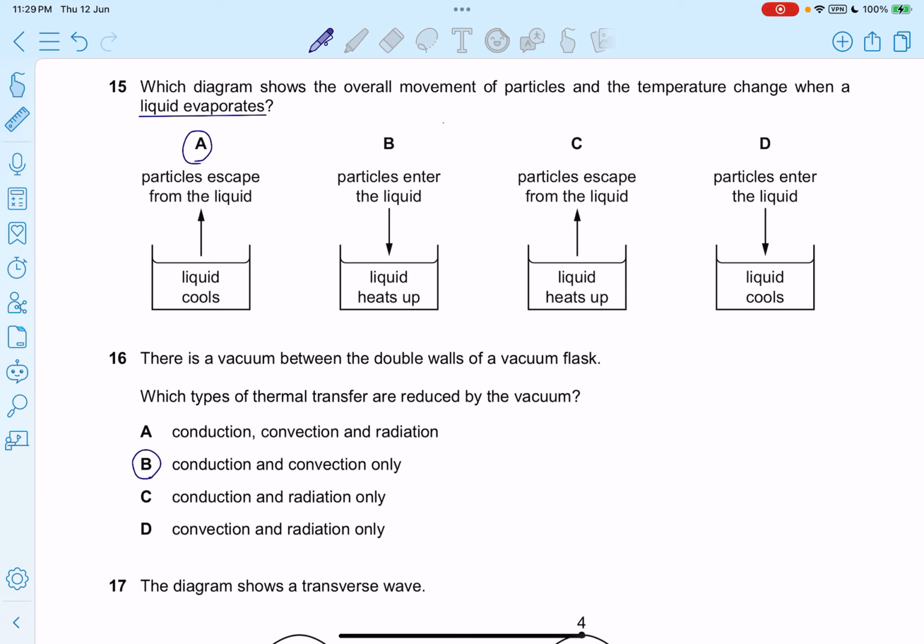15. Which diagram shows the overall movement of particles and the temperature change when a liquid evaporates? When a liquid evaporates, the molecules with the highest energy are leaving the liquid from the surface, which means that the liquid that gets left behind gets colder. In all the options, only A and D have the liquid cooling down, so we can choose between A and D. Particles have to leave the liquid, so D is wrong now. So the correct option for question 15 is A.